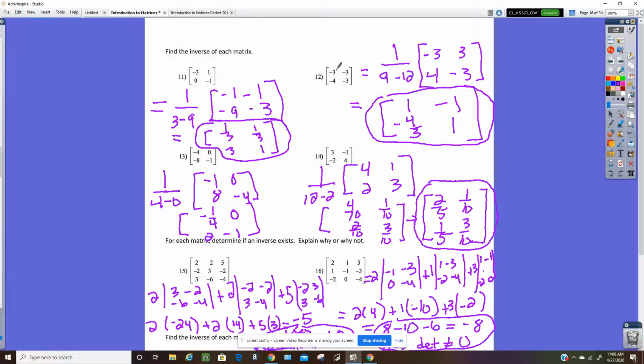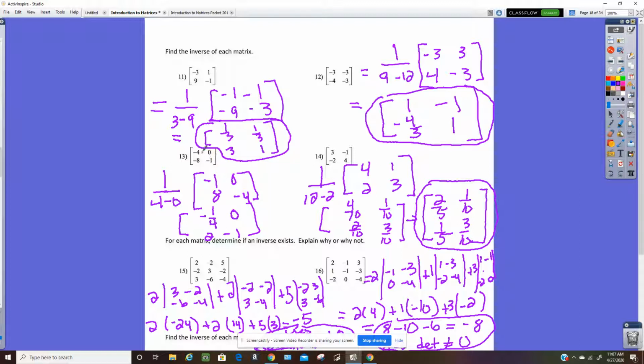Number 12, the product of this diagonal is 9 and minus a 12 would be negative 1/3 again. So negative 1/3, and when you switch these two entries, it doesn't look like anything happened because they're the same. And then the opposite of negative 4 is positive 4. Opposite of negative 3 is positive 3. So you're doing negative 1/3 times each of these entries. Get 1, negative 1, negative 4/3, and 1.